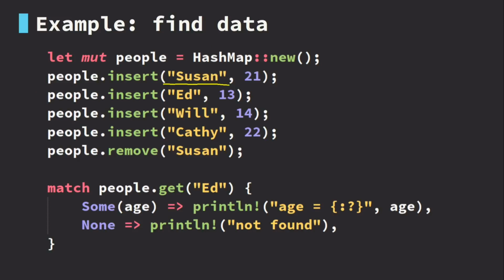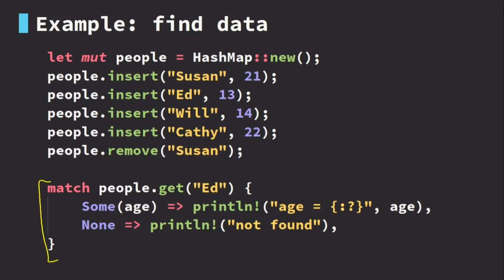The first piece of data is called the key, and that's what we'll use to find the data later. The second piece of data is called the value. In this case, I'm inserting people's names and some numbers. These numbers represent the person's age. Here we can see we can remove data from the hash map quite easily as well. All we need is the key, and then it will automatically remove the data.